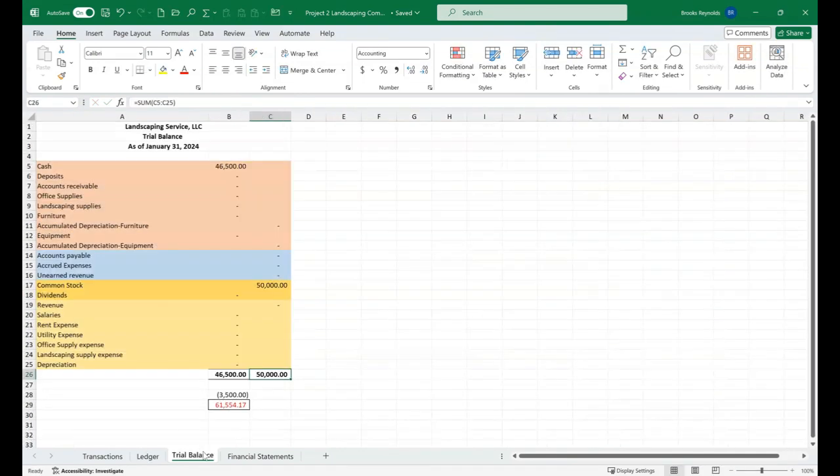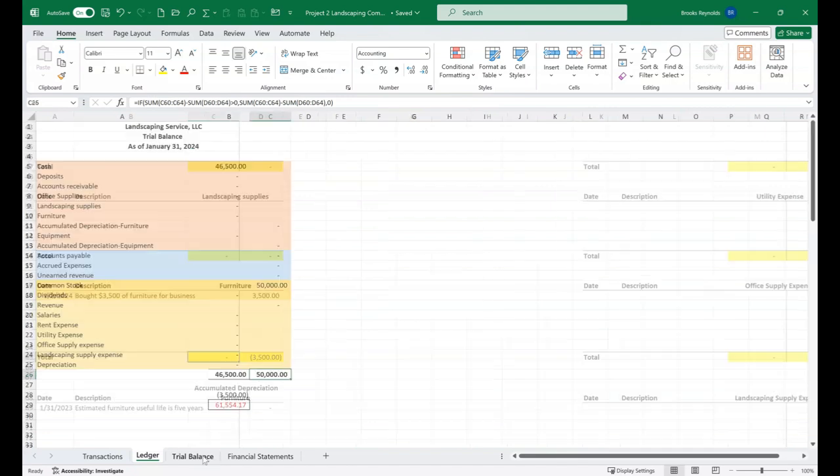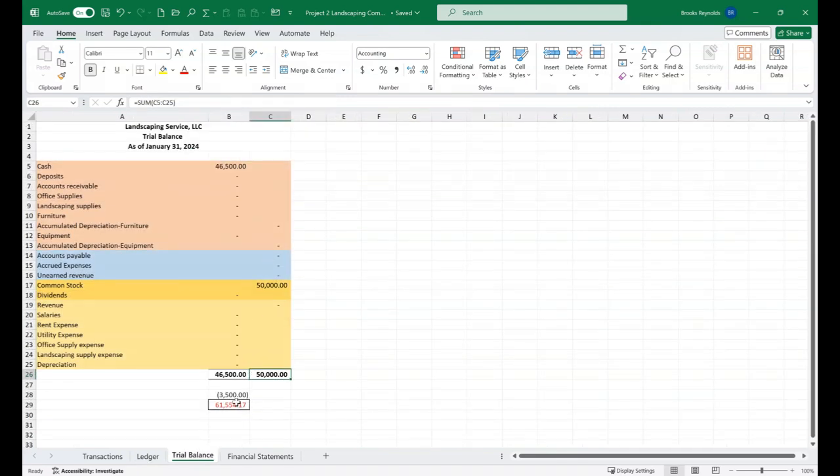I'm going to go to my trial balance and, oh, wow, I'm off. Now it won't show up as a credit here. The way that the assets are, it will only update on this side. So if you have a negative here, you're going to be out. Now you're out by 3,500.